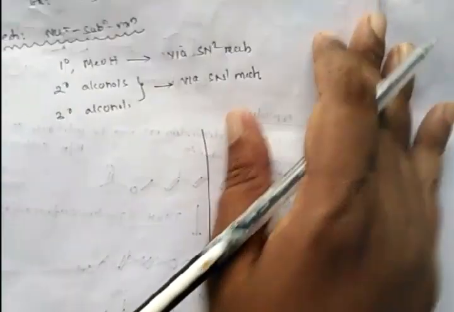Primary alcohol and methanol undergo nucleophilic substitution reaction via the SN2 mechanism. The secondary alcohol and tertiary alcohol participate in nucleophilic substitution reaction via the SN1 mechanism. So now we see the SN2 mechanism of primary alcohols and methanol. For easy comparison, I am writing the mechanism in a comparative way. We will take ethanol as an example for the mechanism.